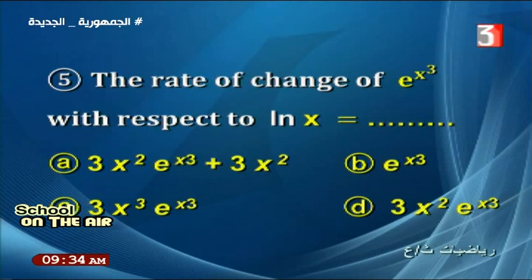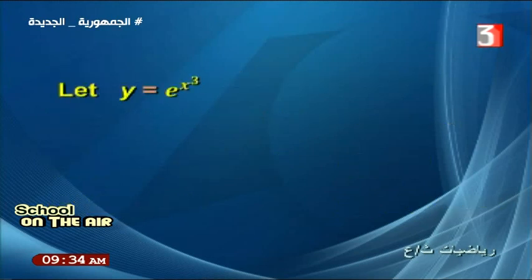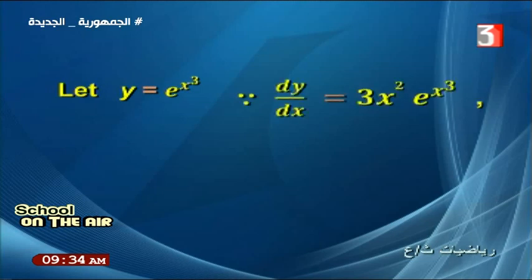Now let y equals e power x power 3. Then dy/dx equals 3x power 2 multiplied by e power x power 3. E power x power 3 is an exponential function. Its derivative equals e power x power 3 multiplied by the derivative of the power, which equals 3x power 2. Then dy/dx equals 3x power 2 multiplied by e power x power 3.